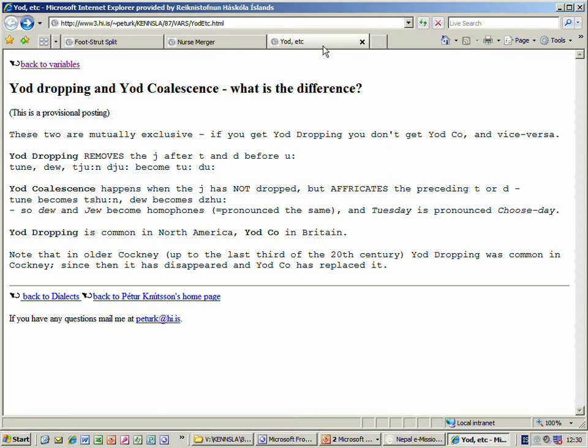If you drop the yod in words like tune, do, and you say toon and doo, then you don't get yod coalescence. If you don't drop the yod and you say tyoon and dyoo, you may coalesce it to ch, choon and joo. It's when dy turns into j, and ty turns into ch. Here we go. Yod coalescence happens when the yod has not dropped but affricates the preceding t or d. Tune becomes choon, do becomes joo. So Jew, dew, and Jew become homophones. They pronounce the same. And Tuesday is pronounced Chooseday.